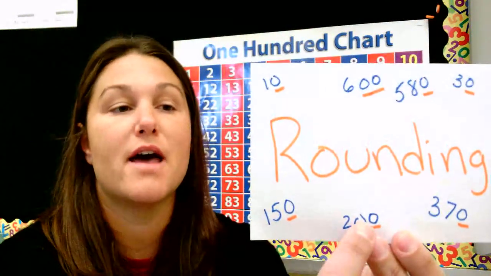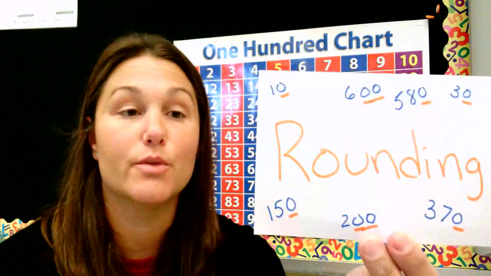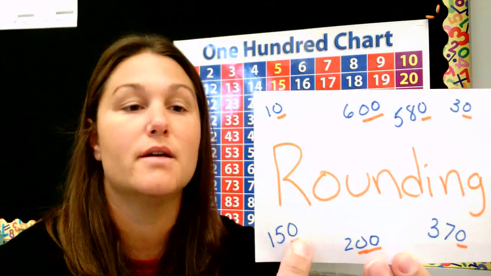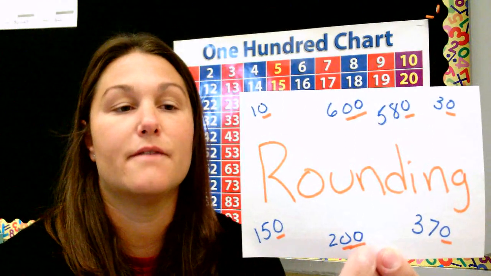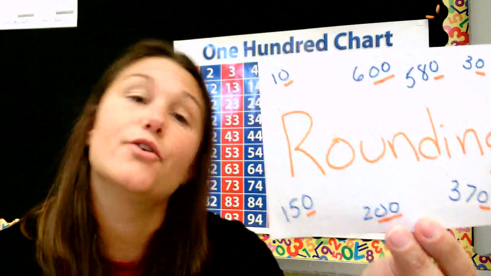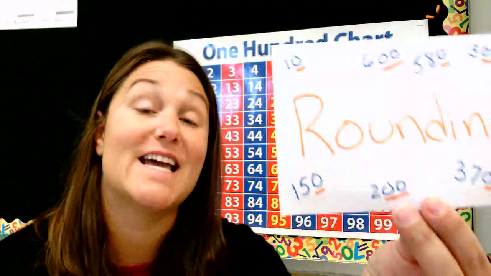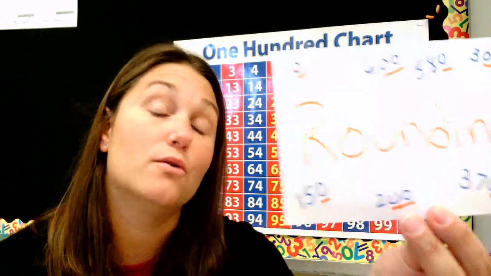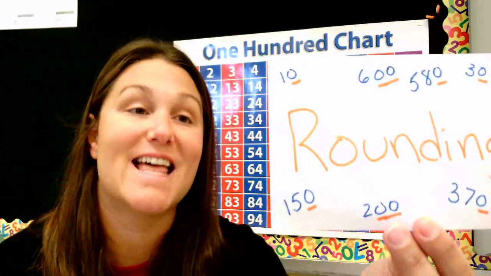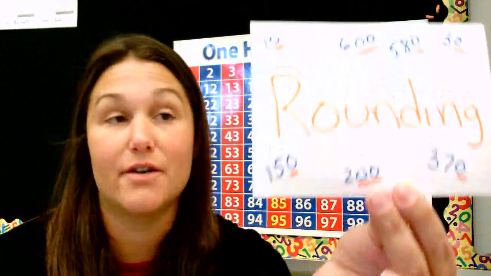You're going to notice that all of these rounded numbers end in a round number, the number 0, either 1, 0, or 2, depending on if I've rounded to the nearest 10 or the nearest 100. In third grade, we're going to focus on rounding to the nearest 10 and the nearest 100. But when you get older and you're in fourth grade and fifth grade, you're going to start rounding to the nearest 1,000 or even 10,000. In third grade, we'll stick to rounding to the nearest 10 and the nearest 100.